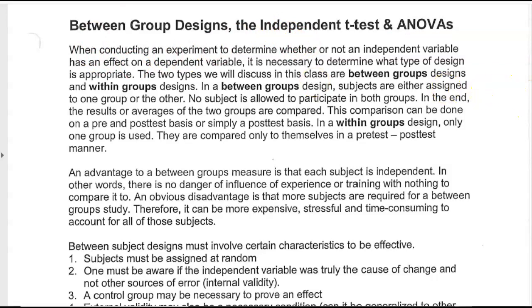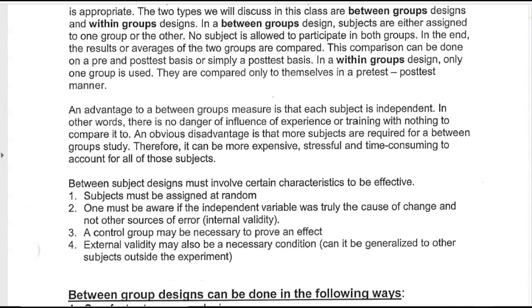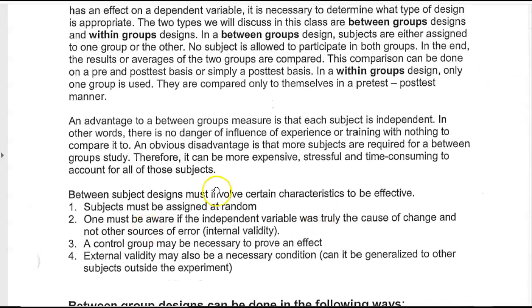So, here are some things I want you to know. First, we'll start here. The between groups designs, you don't really need to memorize this, but it does help to get people at random. You want to know whether there is an independent, dependent variable causal effect. If it's an experiment, like giving people medicine, maybe you need a control group, a group that gets nothing. Maybe you don't, depending on what your topic is. External validity, can it really be generalized to other people?